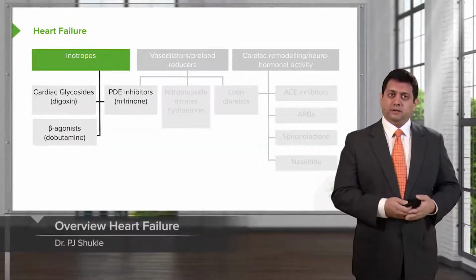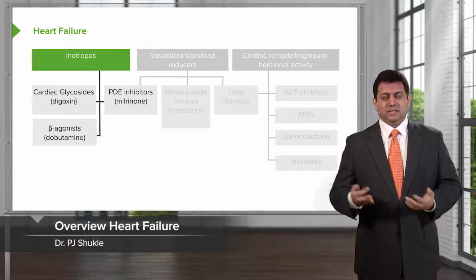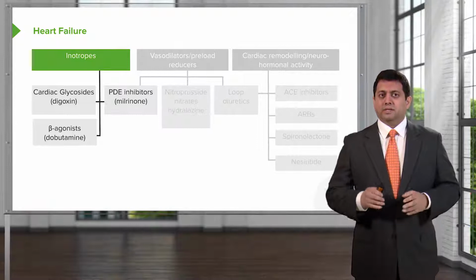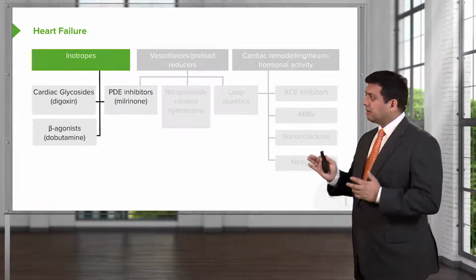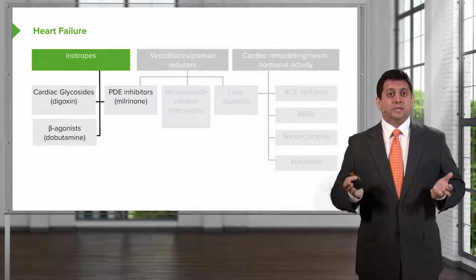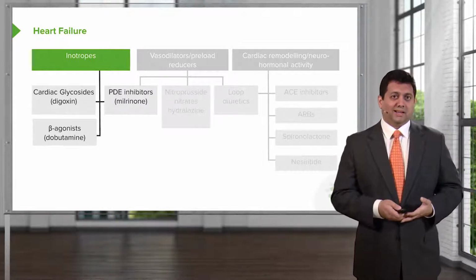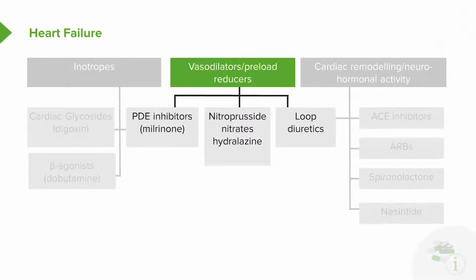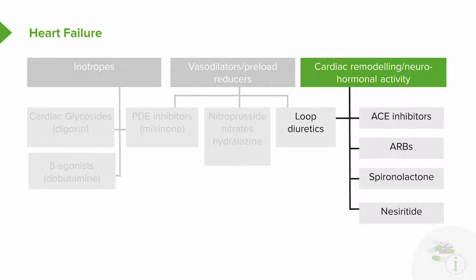Let's go on to heart failure. Heart failure is kind of a sister disease to angina treatment because we use many of the similar kinds of treatments. Now, how we treat heart failure is a little bit different. We can use inotropes, and those inotropes include cardiac glycosides, beta agonists, and PDE inhibitors. We can use vasodilators like the PDE inhibitors, nitrates, and the loop diuretics, and we can use classic cardiac remodeling agents like loop diuretics, ACE inhibitors, ARBs, spironolactone, and the new steroid.